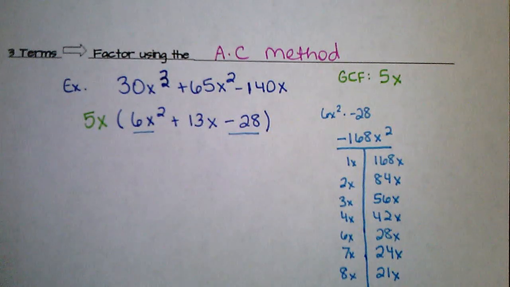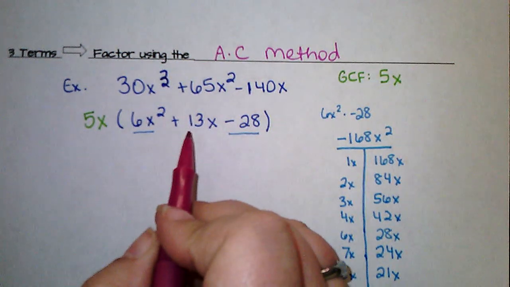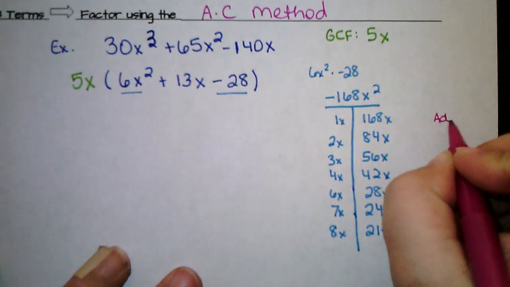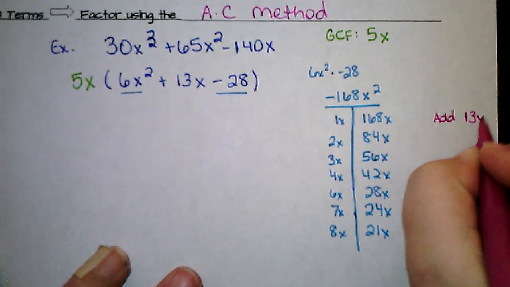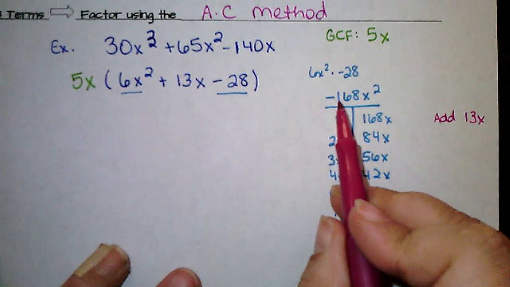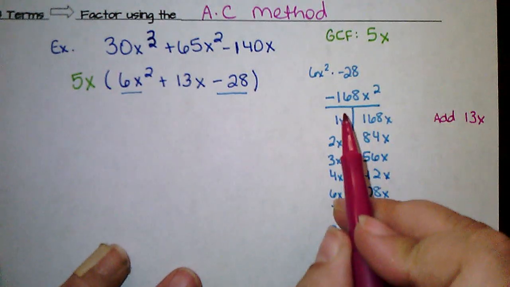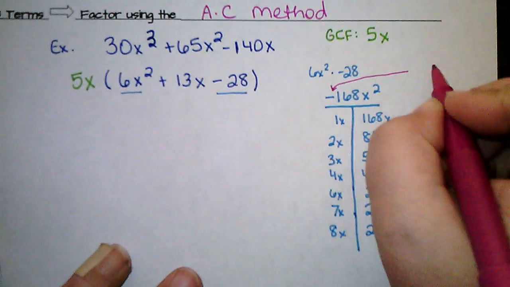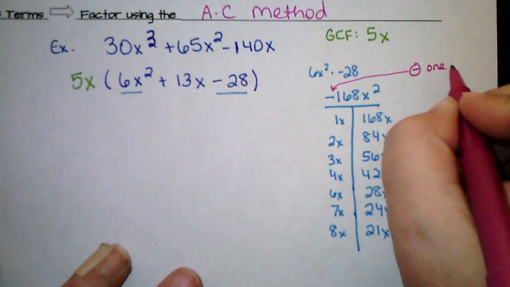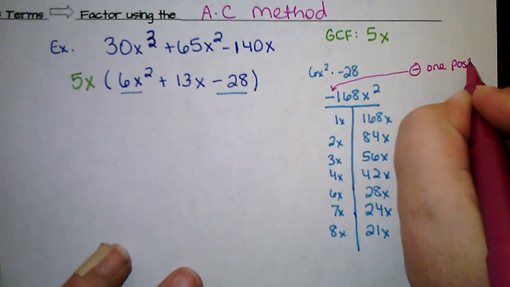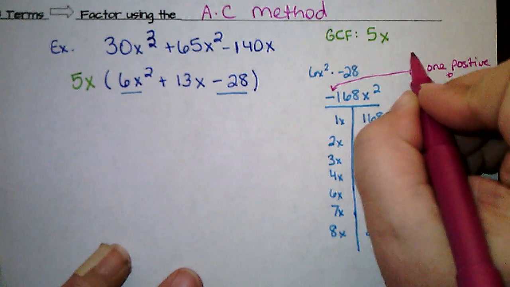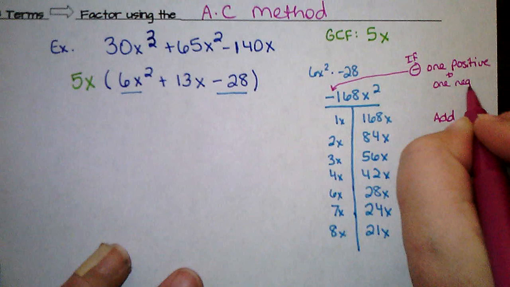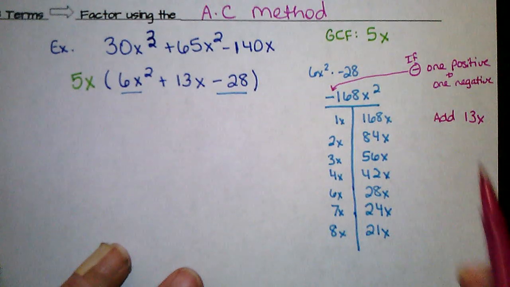Okay. So if I remember right, we are trying to get these to add to give me 13. Remember, we have to pick the one that adds to give us 13x. However, if I look at this negative 168, I notice that it's negative. That negative tells me I'm going to have one positive and one negative in all of my factor pairs.